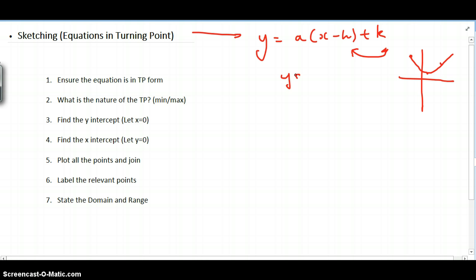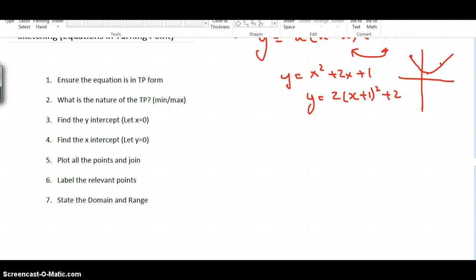If you had an equation that said y equals x squared plus 2x plus 1, that is not in turning point form. So therefore we can't use this particular set of instructions for the turning point form method. However, if you had something like y equals brackets 2 x plus 1 squared plus 2, this is in turning point form because this is similar to that. We can then use this method to sketch the graph.